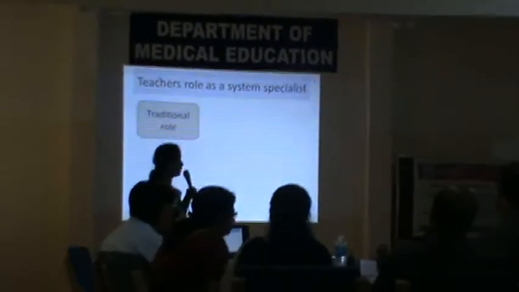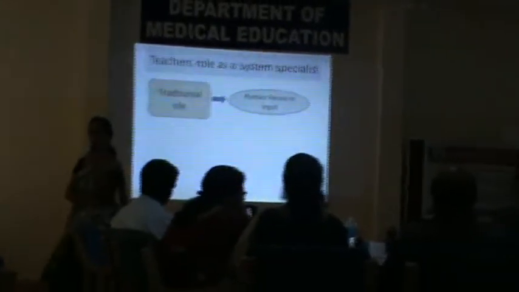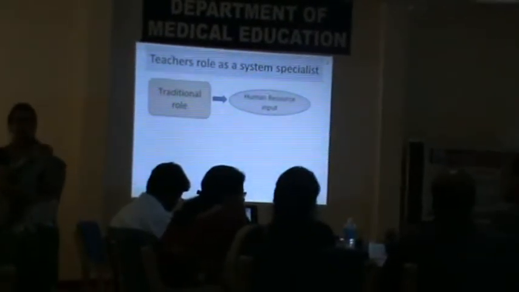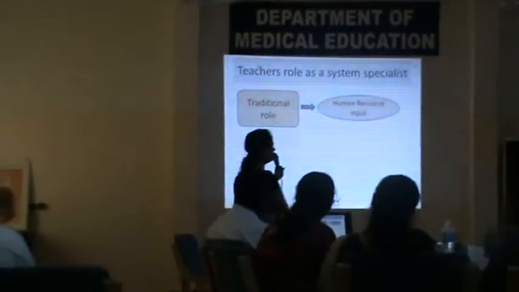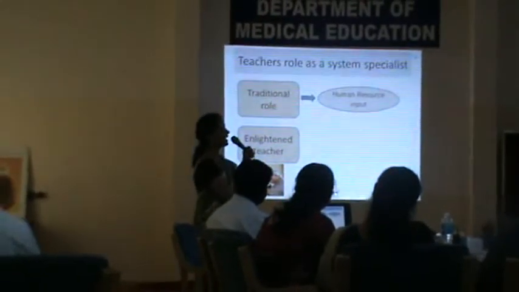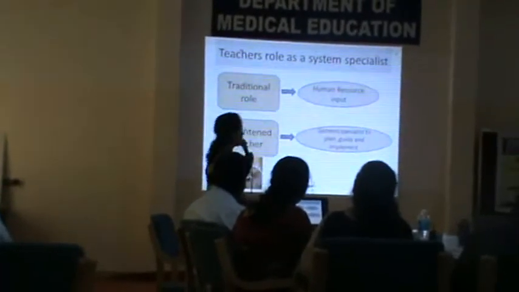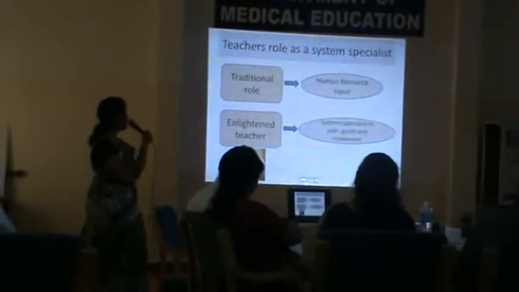So what is our role as a teacher? What is my role? What do I know about this system? Each one of us could look at it so that the system could work better and run better. The traditional role of a teacher is only human resource input. But what is expected is an enlightened teacher, much more than just a teacher. So we should act as system specialists. We can plan, guide, and implement.